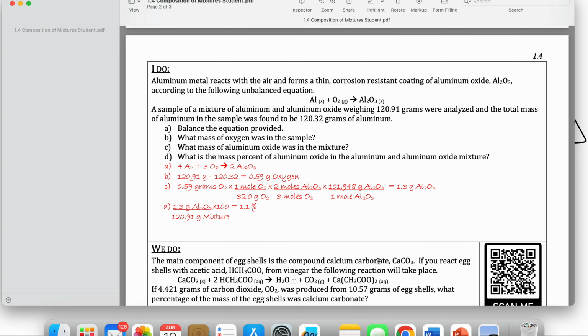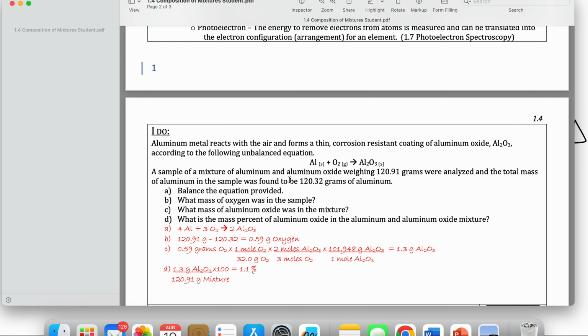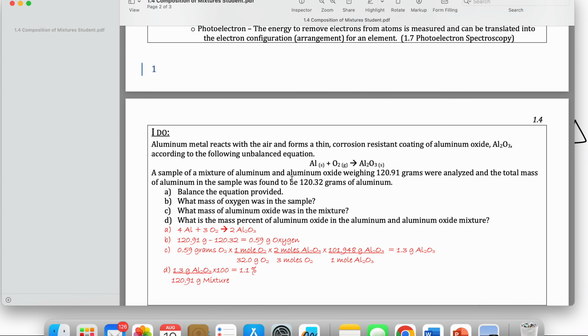Also, let me go through one of the questions in 1.4. So in the first part of the question, we have to balance this, okay? And once we've balanced it, they want to know the mass of oxygen that was in the sample. Now, they have told us that for aluminum and aluminum oxide, we have 120.91 of aluminum and aluminum oxide, and the total mass is 120.32. So that means that whatever you remove out of 120.32, if you remove 120.91 out of it, the remainder would be oxygen. So that is how we got oxygen.